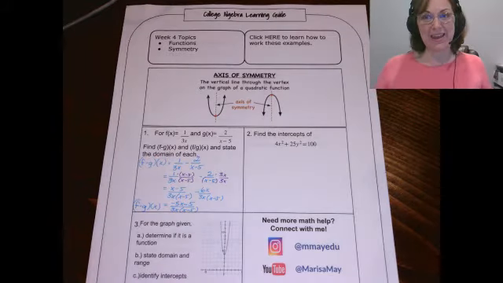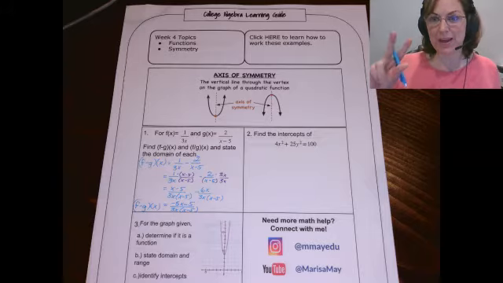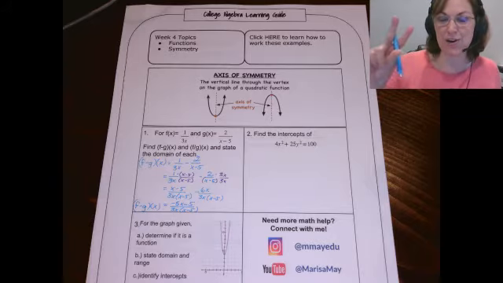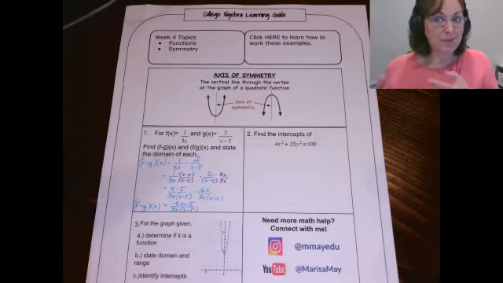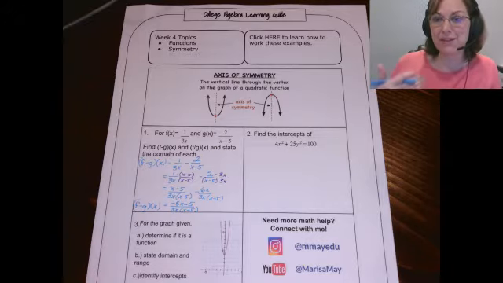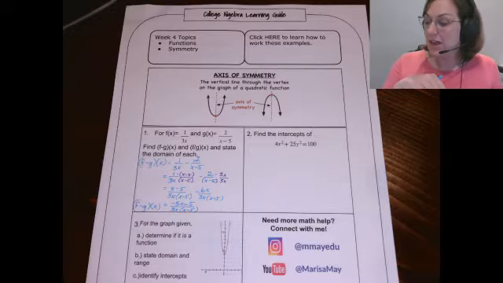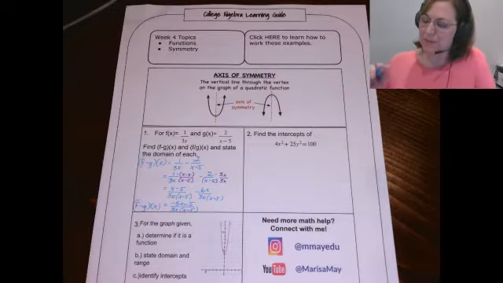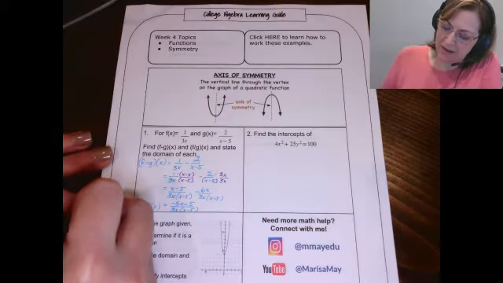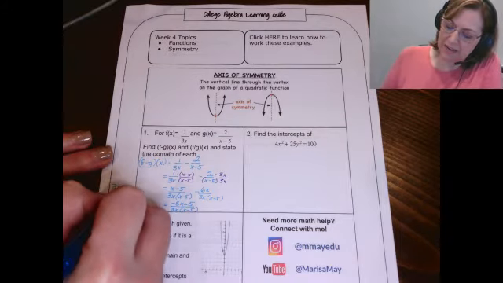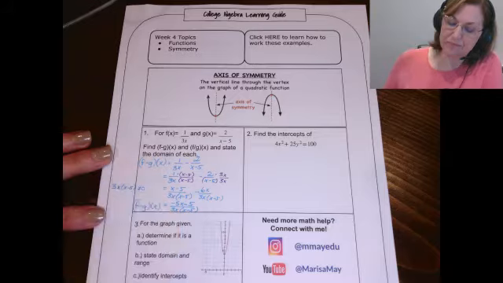Now we're looking for the domain. So there's only two rules in domain. One has to do with denominators and the other has to do with square roots. This one obviously doesn't have any square roots, so we're going to focus primarily on the denominators. What we know is that denominators cannot equal 0. That's because you can't divide by 0. So I'm going to take my denominator and I'm going to say it can't equal 0.